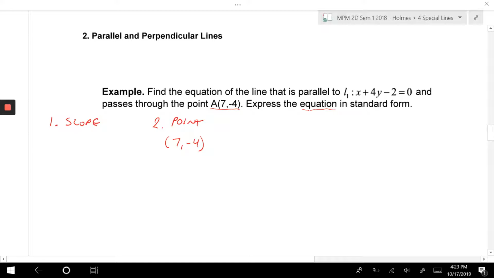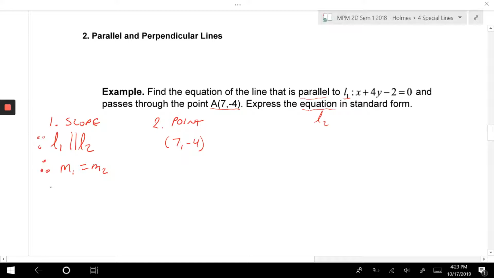We're not told the slope explicitly, but we're told that it's parallel to line 1. Since lines that are parallel have the same slope, if I can calculate the slope of line 1, that will also be the slope of this equation because it's parallel to it. So line 1 is parallel to line 2, therefore slope 1 is equal to slope 2. The equation here is line 2.